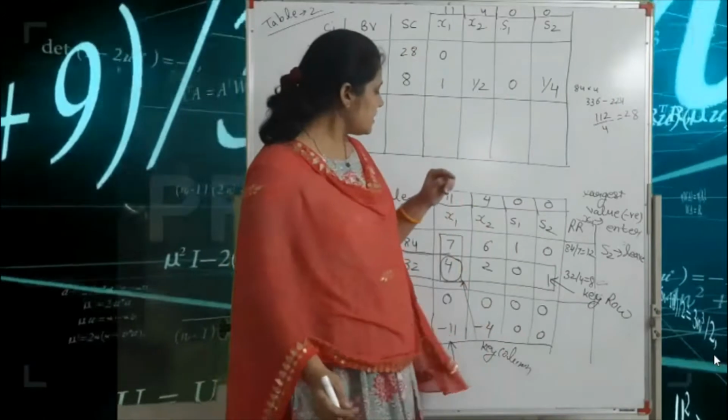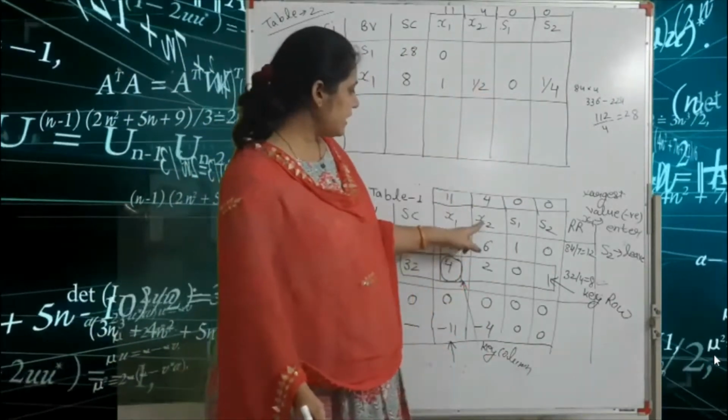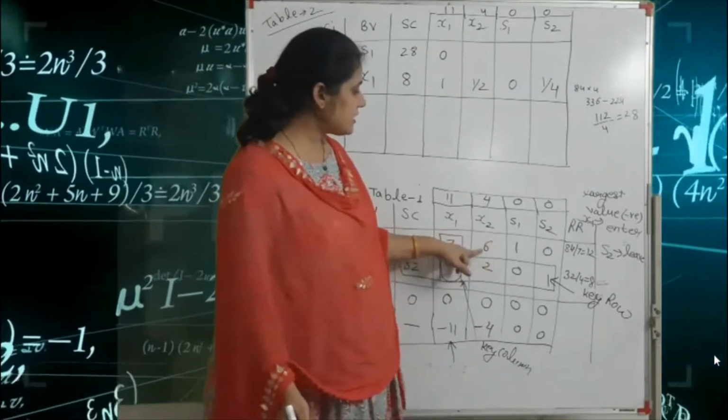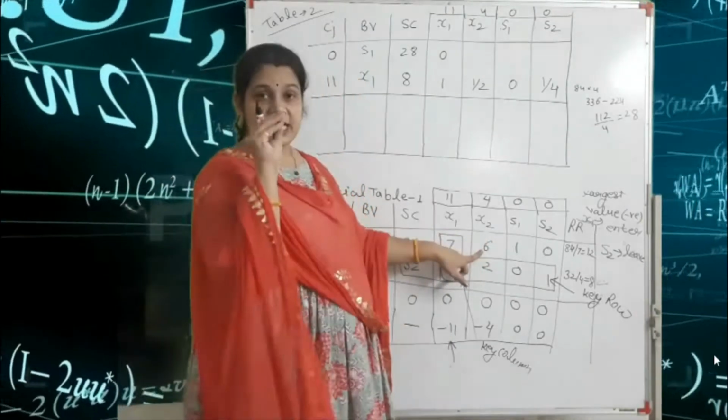Next is this value, that is x2. So change the sixth place.